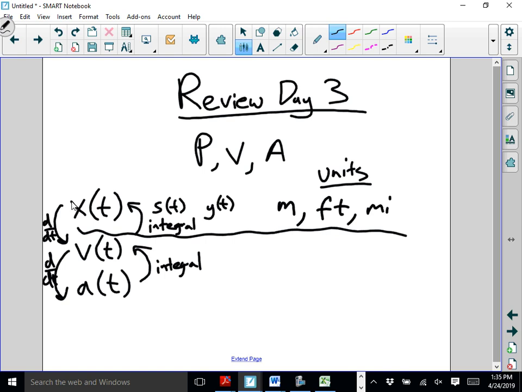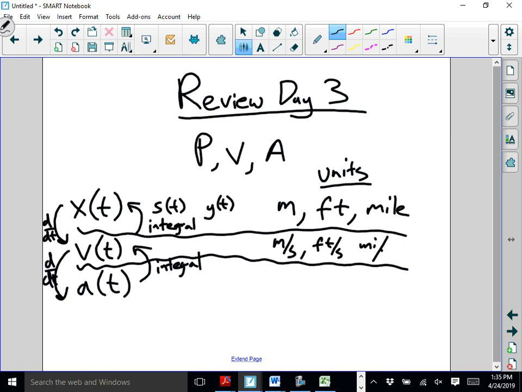Velocity is the rate of change of position. So it's a rate, so it's meters per second, or feet per second, or maybe miles per hour, something like that. Acceleration is then the rate of change of velocity. So it's something like meters per second squared, feet per second squared, miles per hour squared.